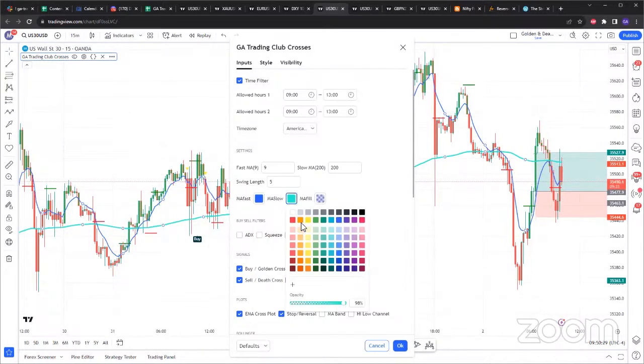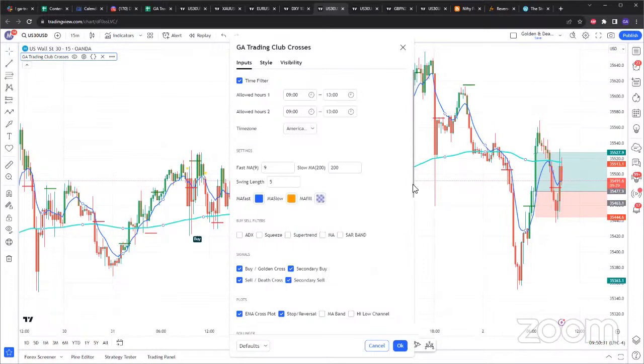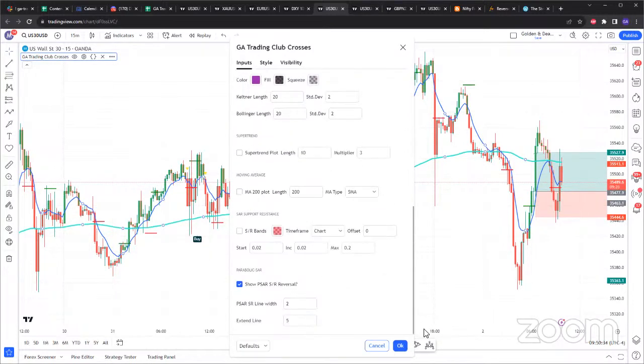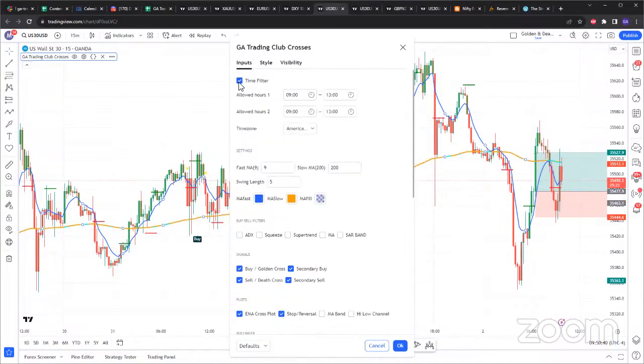Let me change this back because I like my moving average colored in a certain way. For me, I really don't use the time filter. I just did this for you guys. I don't use the time filter personally, but this should help you avoid periods of fake outs.